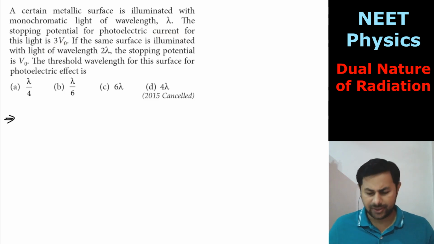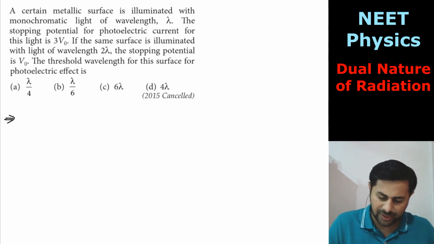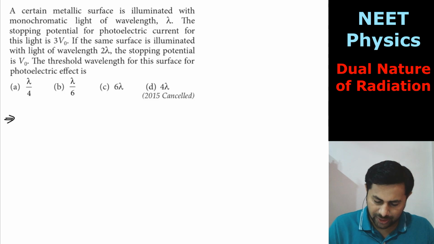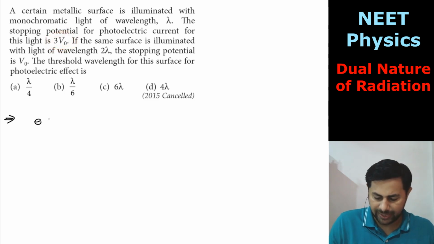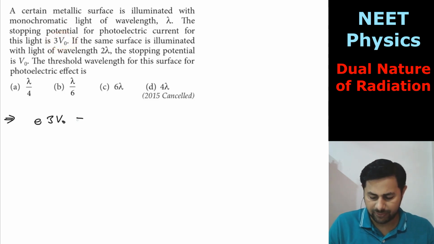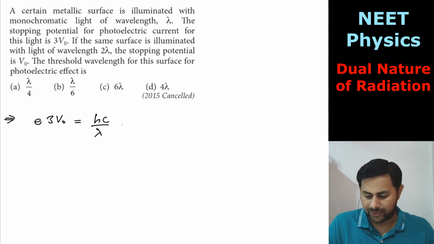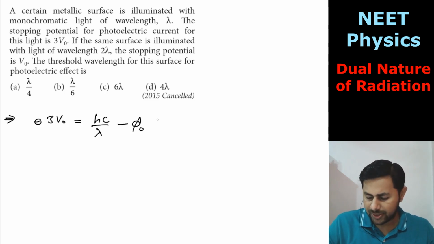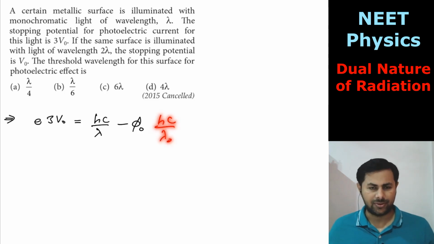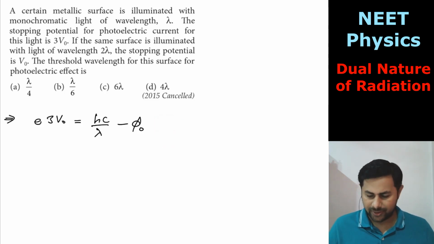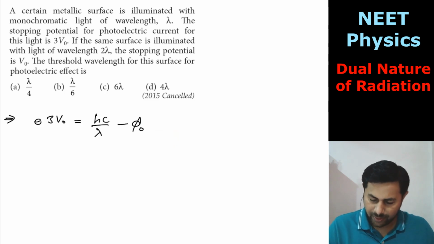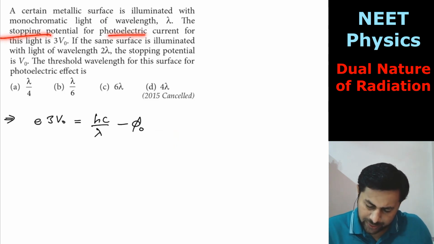So in these kind of problems we just need to write down Einstein's photoelectric equation. For the first case, stopping potential is 3V0, so you can say E times 3V0 is equal to hc by lambda minus phi naught. Don't write hc by lambda naught at the beginning; just write phi naught.